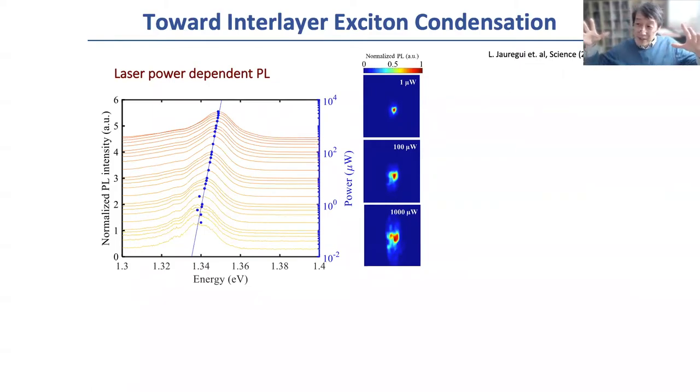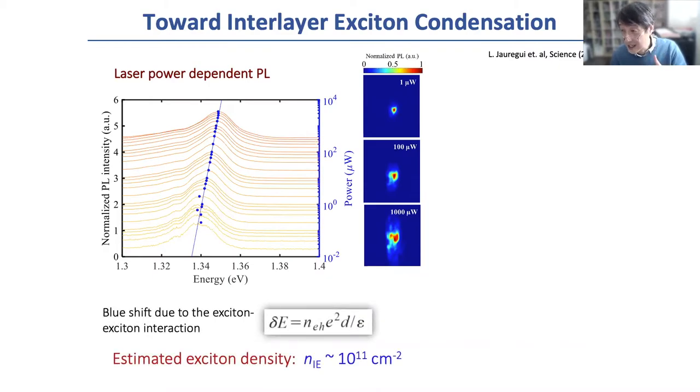And since we are trying to put a lot of them in a small space, their energy increases. This blue shift is not an exact estimation, but at least it's a good order-of-magnitude estimate of how much exciton density we introduce. Looking at this blue shift with increasing laser power, we estimate the interlayer exciton density we can create is up to about 10 to the 11 excitons per square centimeter.